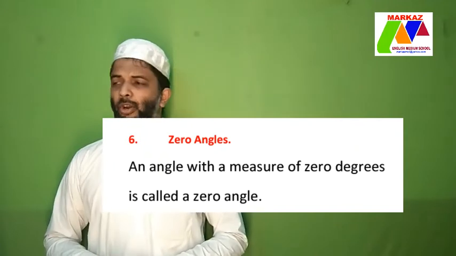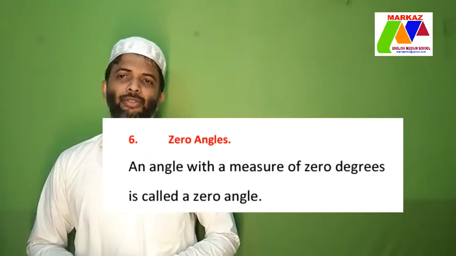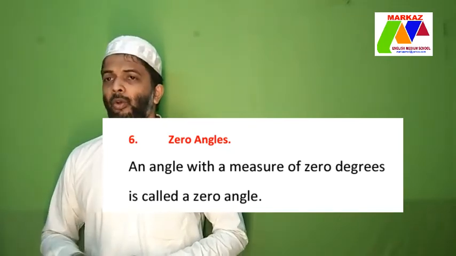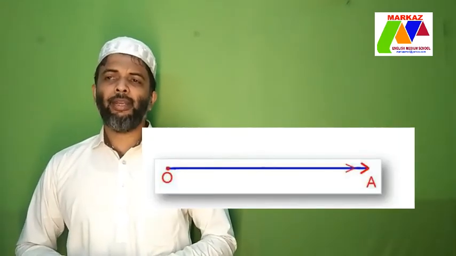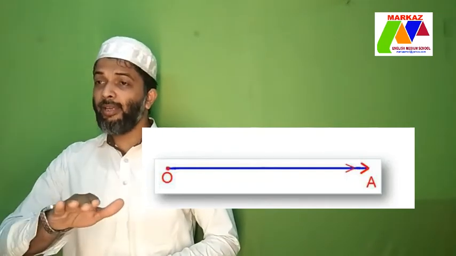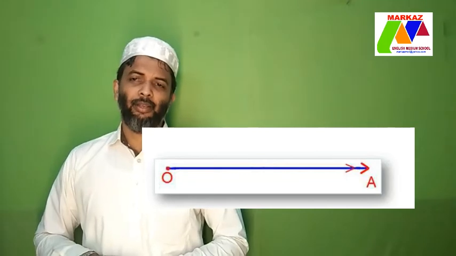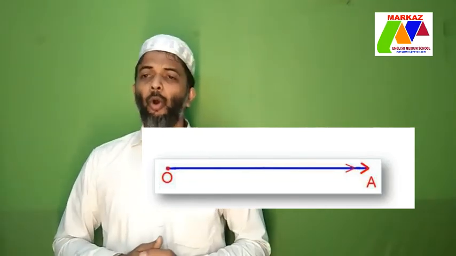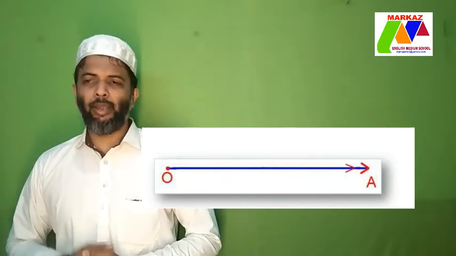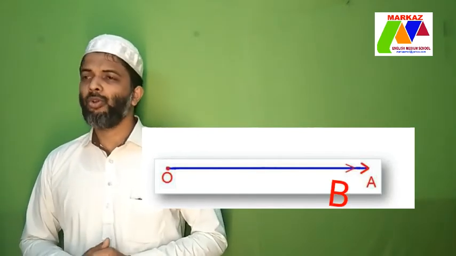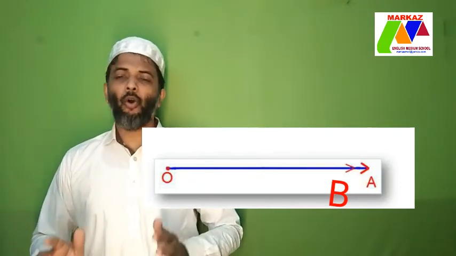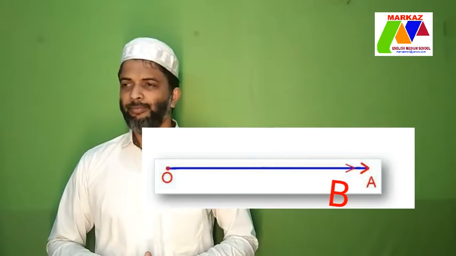An angle with a measure of 0 degrees is called a zero angle. Consider two rays. One of the rays rotates toward the other ray until they both lie on the same line. Here, ray OB lies exactly on top of ray OA. Look at the screen. So there is no angle here. So its measure is always 0 degrees.